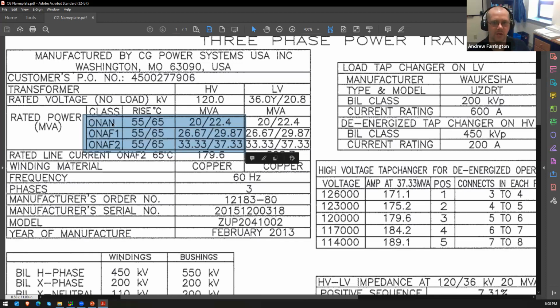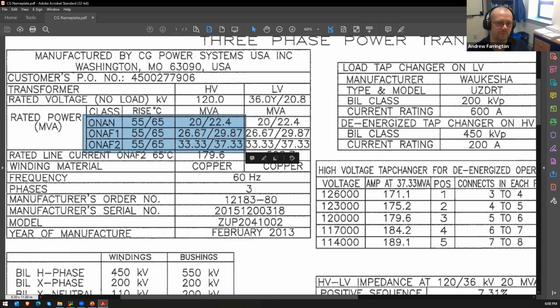You've got the ONAN rating, which is 20 MVA at 55-degree rise. If you allow a 65-degree rise, you're allowed 22.4 MVA. If you've got one stage of cooling at 55-degree rise, you can do 26.67 MVA. You see how it's got 6 different ratings. So these would all be, quote unquote, nameplate ratings.